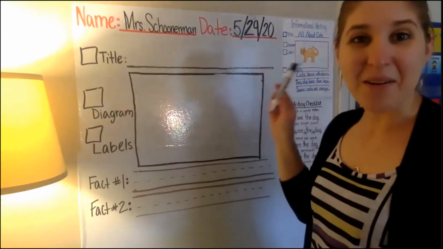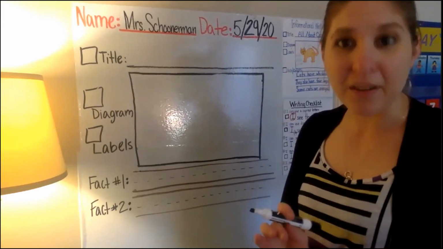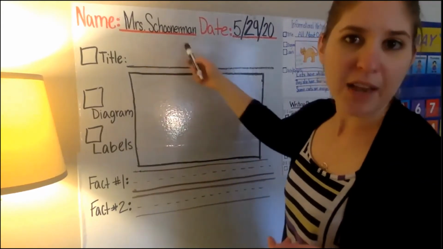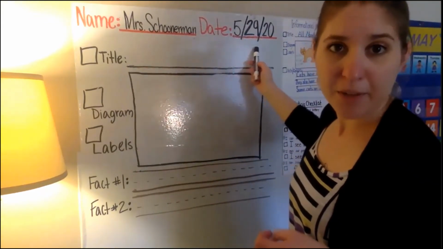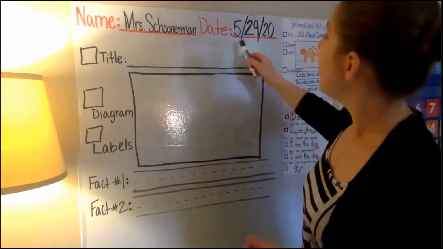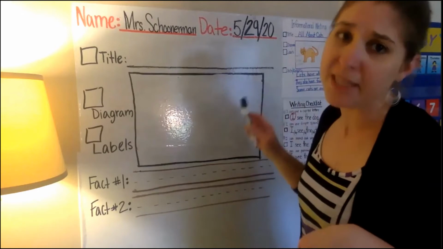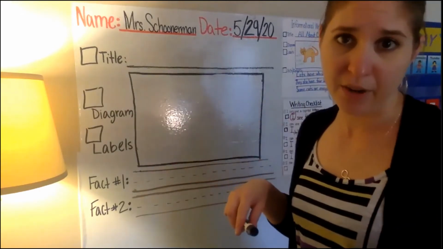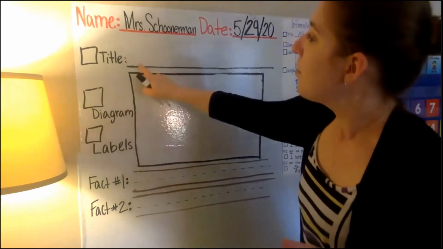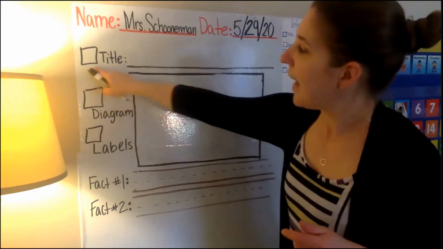All right, friends, now that you've got your paper and your pencil, I want you to make sure that you've got your name and the date on your paper. Today is Friday, May 29th, 2020. Feel free to add your name and date at the end of the video if you don't have it already on your paper. But the first thing we're going to do is title.